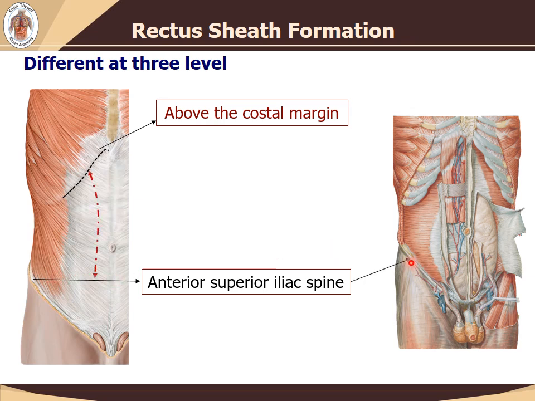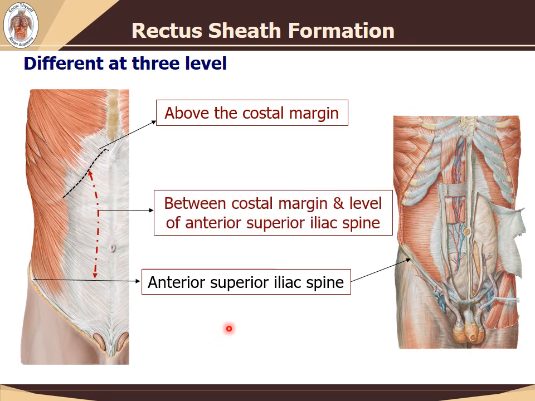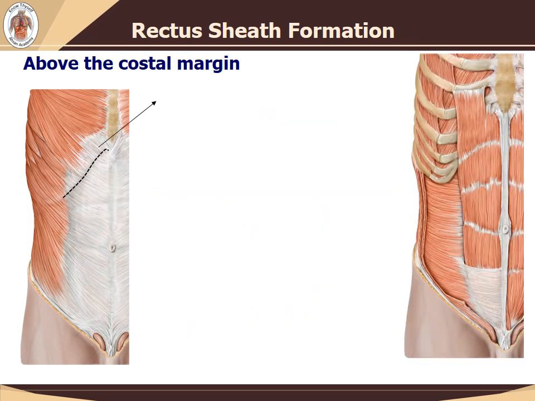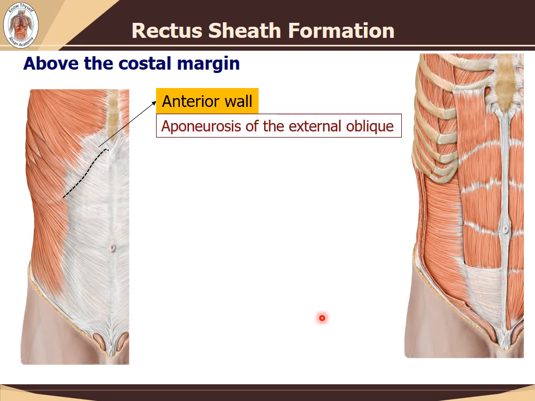And this is the anterosuperior iliac spine. This is one margin, and this is the anterosuperior iliac spine, and in between, this part has a different organization. This is between the costal margin and the level of the anterosuperior iliac spine. So below this, another type of rectus sheath we observe.